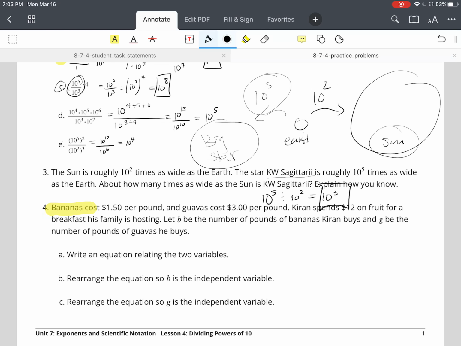Banana costs $1.50 per pound. I'm just going to box that in. And guavas, what are guavas? Oh, guayabas are $3 a pound.